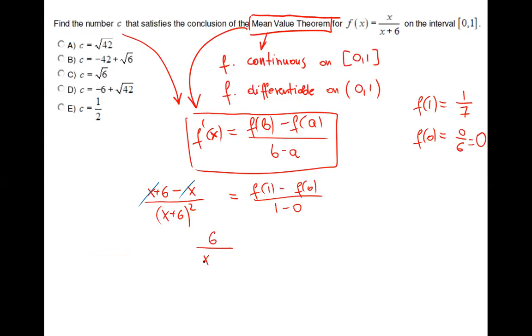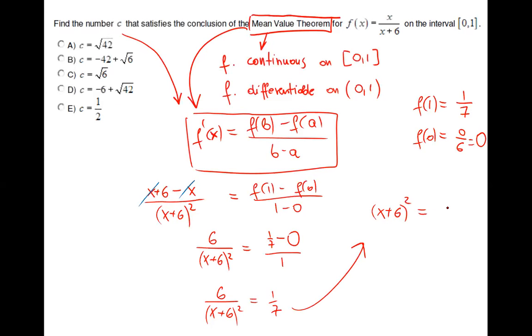6 over x plus 6 squared. F of 1 is 1/7 minus 0 over 1. So 6 over x plus 6 squared is equal to 1/7. Okay, I can cross multiply: x plus 6 squared times 1 and 6 times 7.